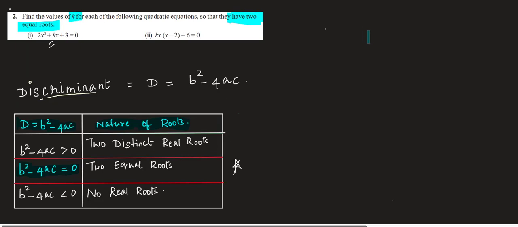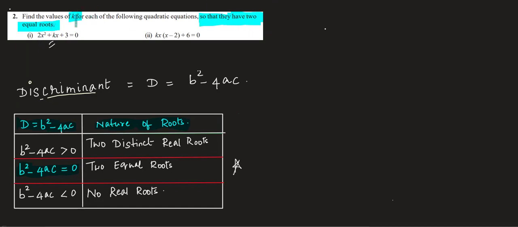So in today's class, let's see how to solve question 2 of exercise 4.3 NCERT book in class 10. Okay. So the question is: find the value of k for each of the following quadratic equations so that they have two equal roots. So what is given in this question? They have given you the nature of the roots. Here, the nature of the roots is two equal roots. And we'll have to find the value of k in this given equation.